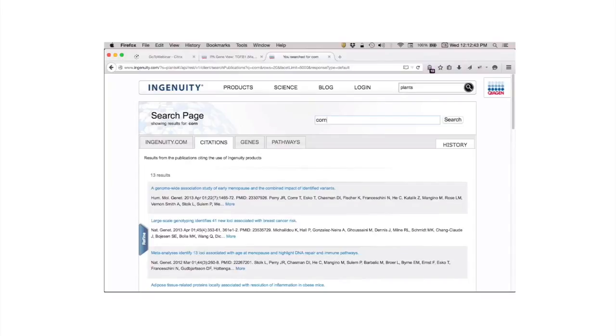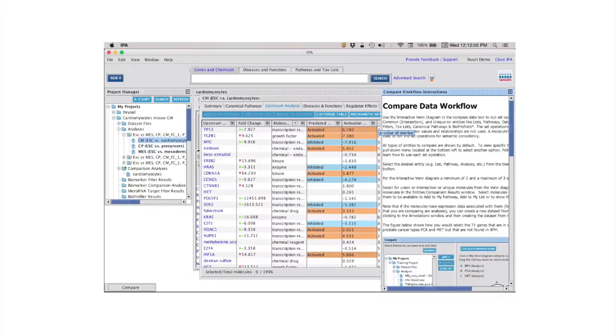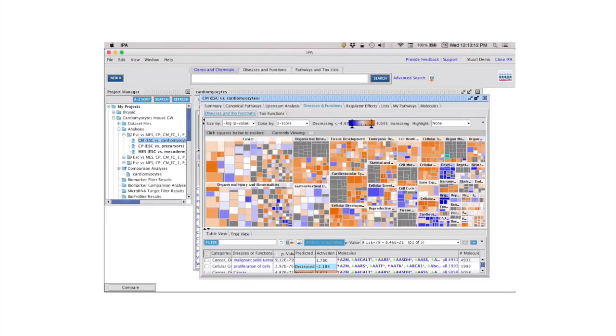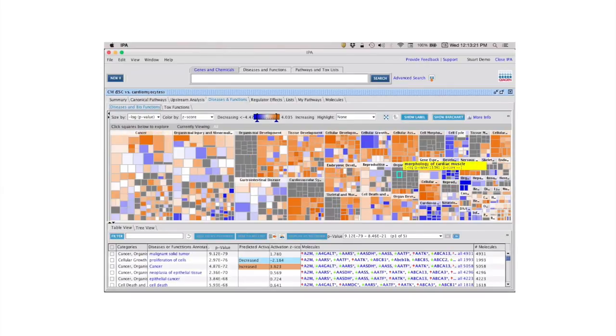How do you make heat maps for the disease functions, and how do you export them? So I think there's 2 kinds of heat maps in IPA, right? There is the disease and function heat map, which is this tree map, which is basically a hierarchical heat map. And then there's the comparison analysis heat map. And either one of them, unfortunately, at this point, you can't export as an image, and it's something we would like to change. But you can take a screenshot of this image.